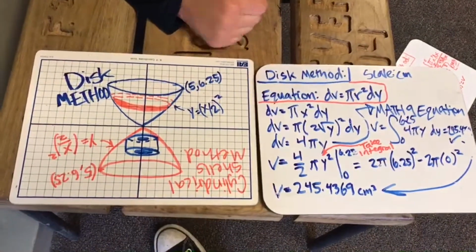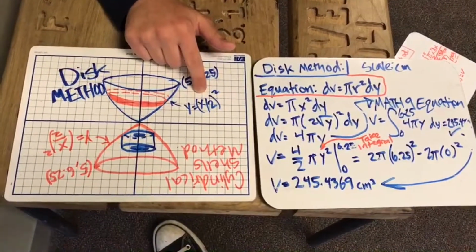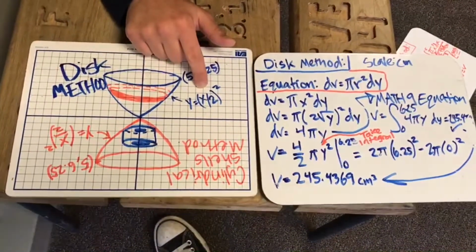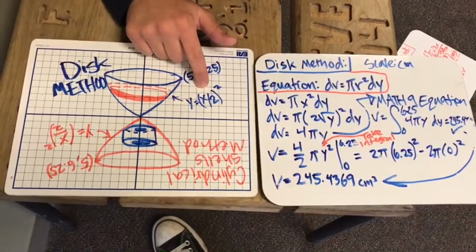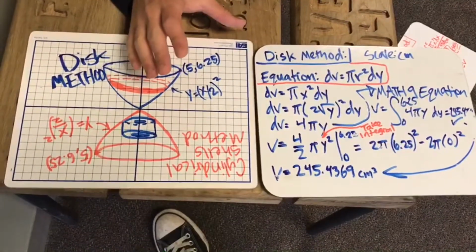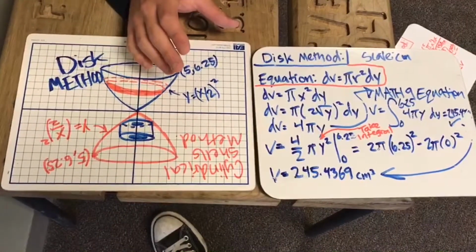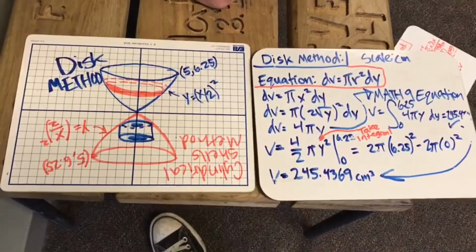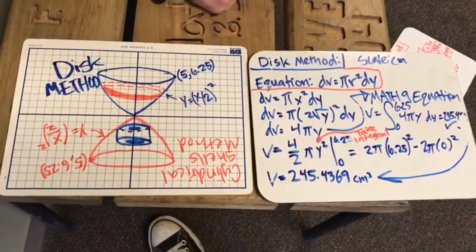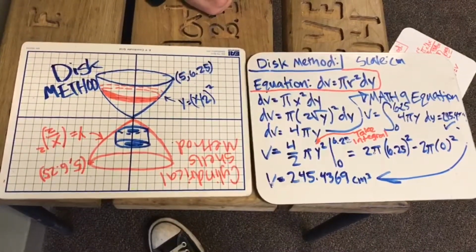And then, to get x out of this equation, you have to solve for x. And it ends up being 2 root y. So you plug that in for x, since it's in terms of dy. So the equation you end up with is dV equals pi times (2 root y) squared dy. And then that can be simplified down to dV equals 4 pi y dy. And then that's your equation you can plug in to Math 9.